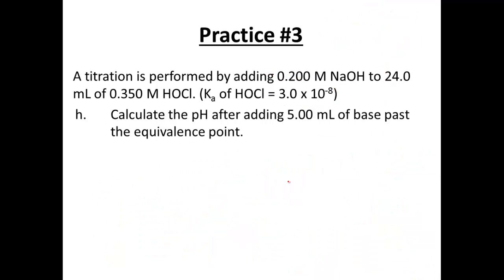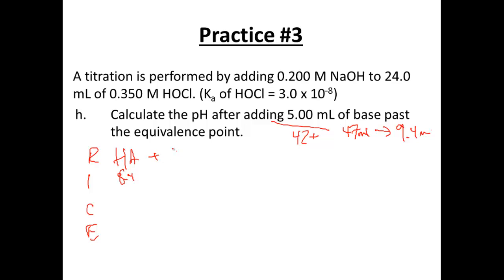Now we're going to go past the equivalence point, and if we're going to go 5 mLs past, that means we've added the 5 to the 42 it took to get to the equivalence point, which means 47 milliliters. And this gives us a total millimoles required of 9.4 millimoles at this point. So in the RICE table, going right back to the beginning, HA, we had 8.4, plus the hydroxide is going to make water and A minus.